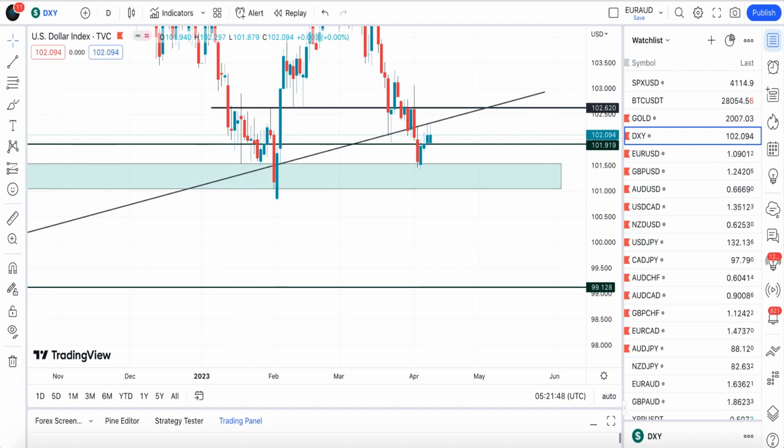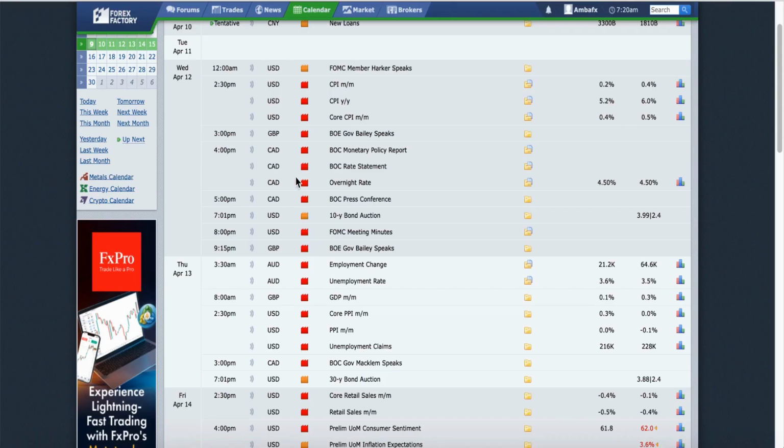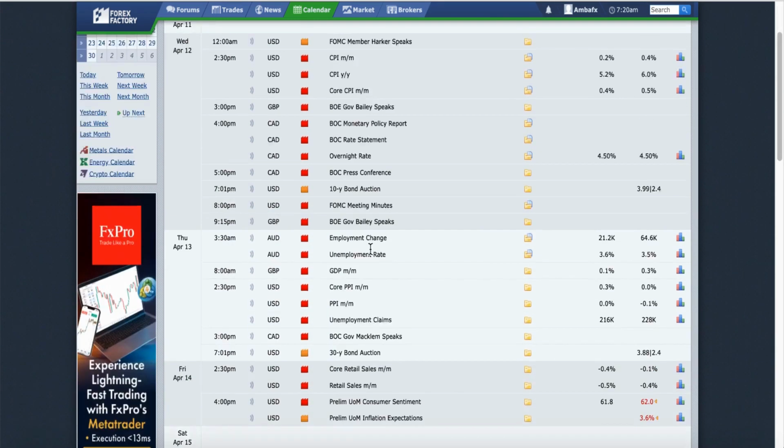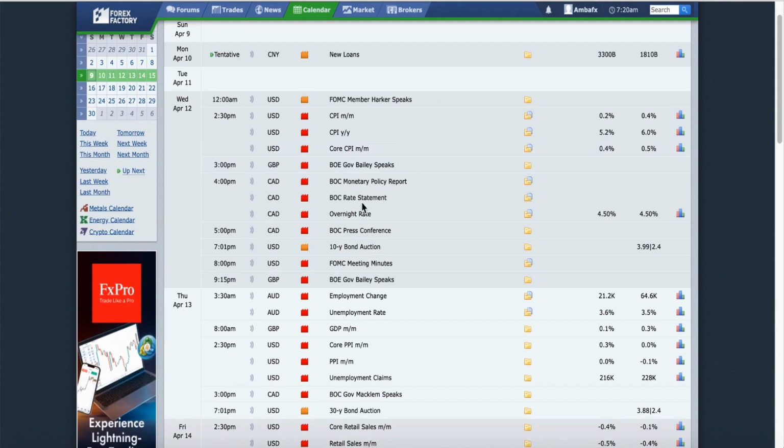So let's check the fundamentals first. Next week, there's a lot of activity, especially in terms of the United States dollar. On Monday, we have the Easter holiday, so there's no fundamental news on Monday, and nothing on Tuesday too. But starting from Wednesday, we have the US CPI, which will determine USD weakness or USD strength.